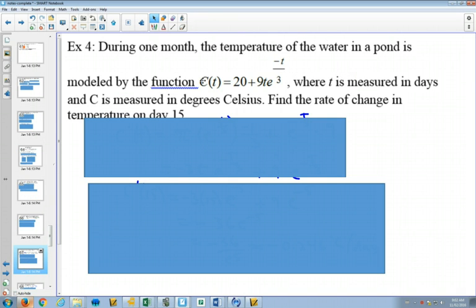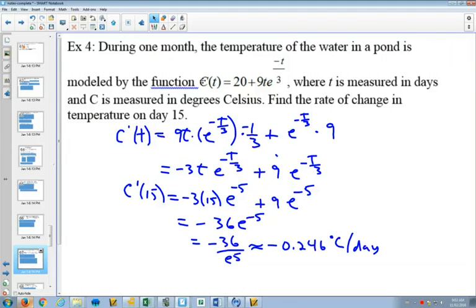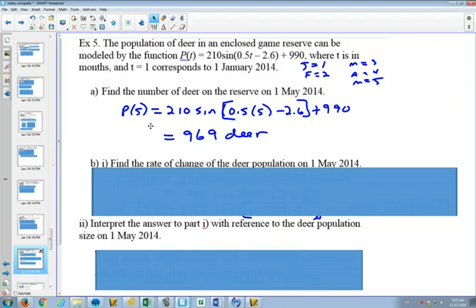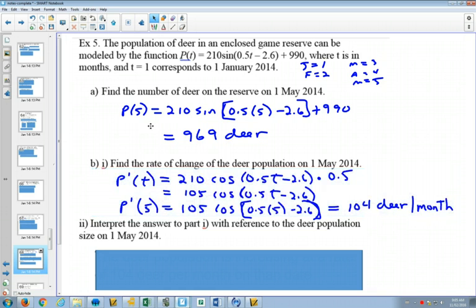I'll put up the answer for the first one here so you can see how you did. So each time here, because it's months, means February is 2, March, April, May would be 5, and so on. So May 1st, you'd plug in 5. Now you would just go into the actual equation because you're just finding the population. What's the rate of change? This is where you do your derivative.